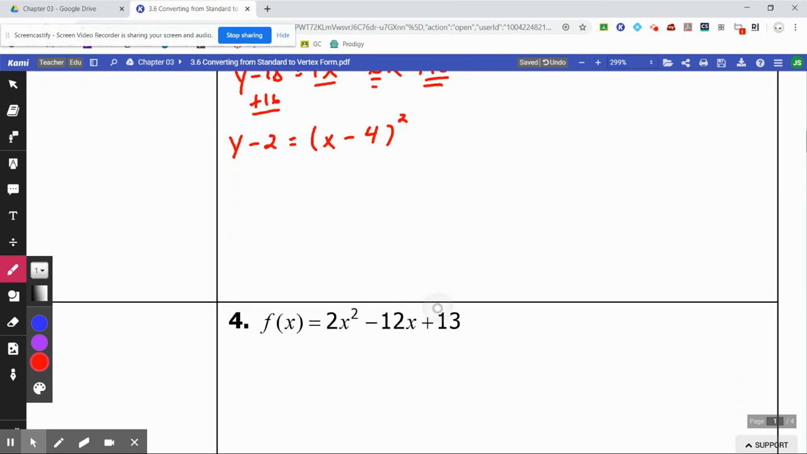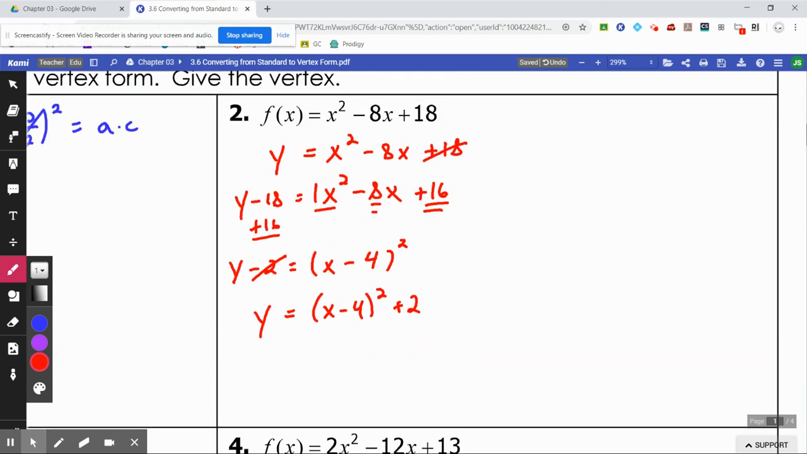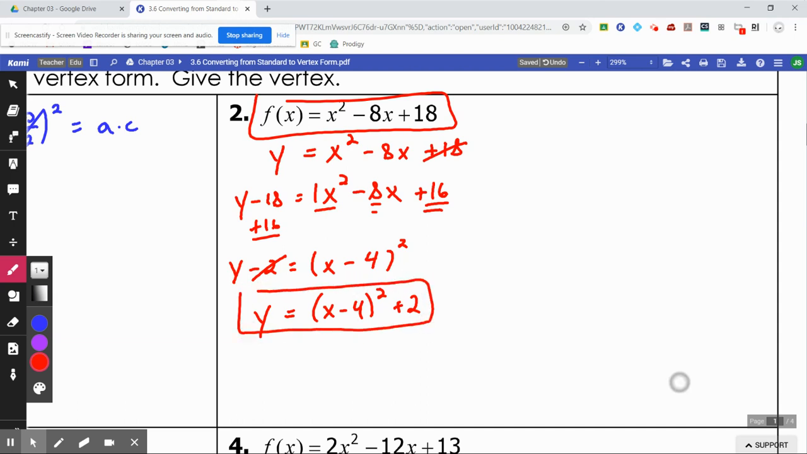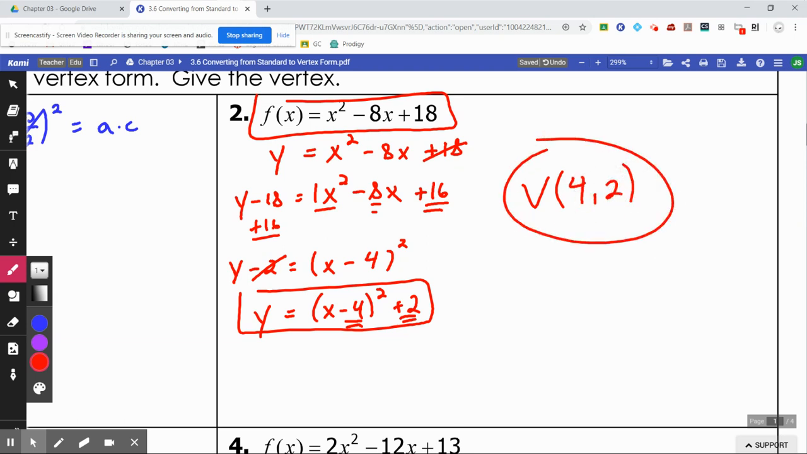The last step, this minus 2, I'm now going to move it back to the other side, and you have y equals x minus 4 squared plus 2. That is now in vertex form. So you went from, again, standard form to vertex form. What is the vertex? The vertex is found right here. It got moved right 4. If you remember your transformations, right 4 and up 2. So right 4 and up 2. Your vertex is now at 4, 2.